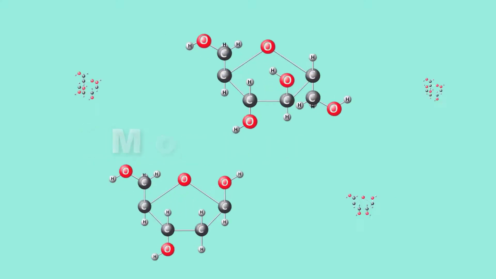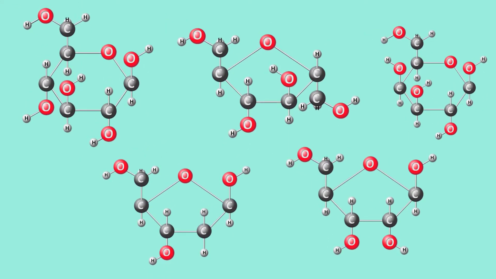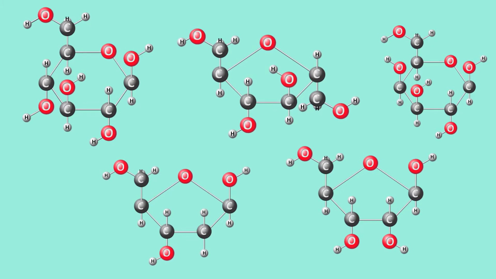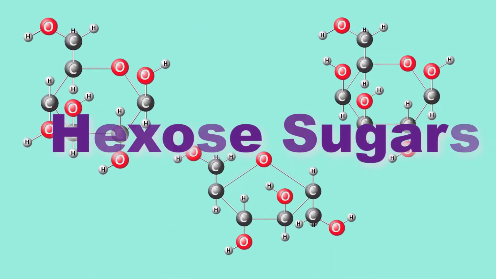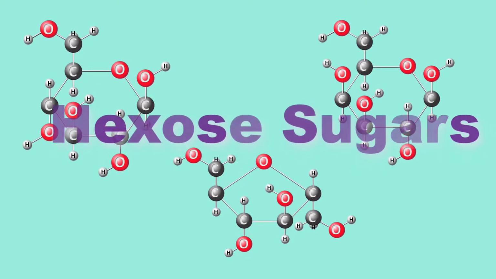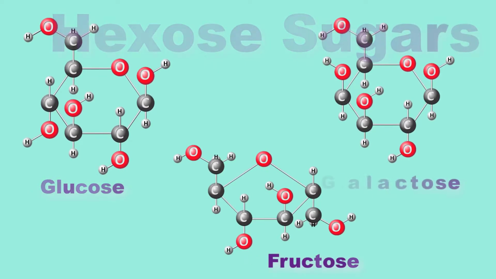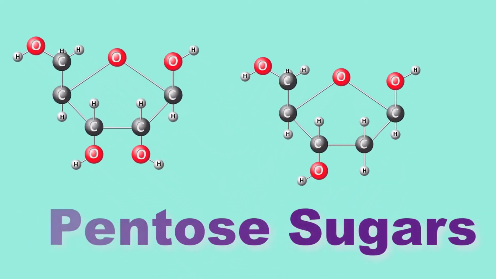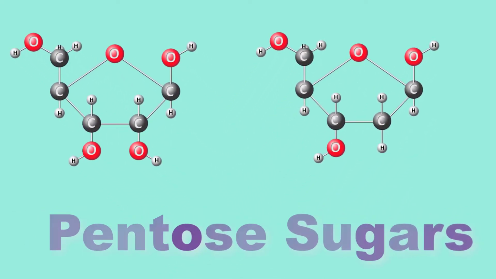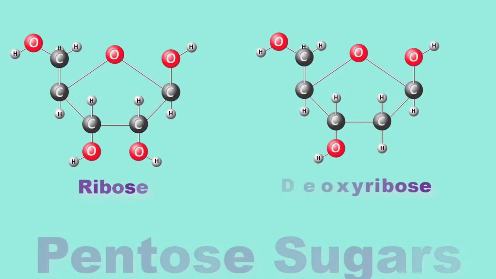Monosaccharides. A monosaccharide is a monomer of carbohydrates. 5 monosaccharides are important in the body. 3 of these are known as hexose sugars. They are called this because they each contain 6 atoms of carbon. These are glucose, fructose, and galactose. The remaining monosaccharides are the 2 pentose sugars, each of which contains 5 atoms of carbon. These are ribose and deoxyribose.